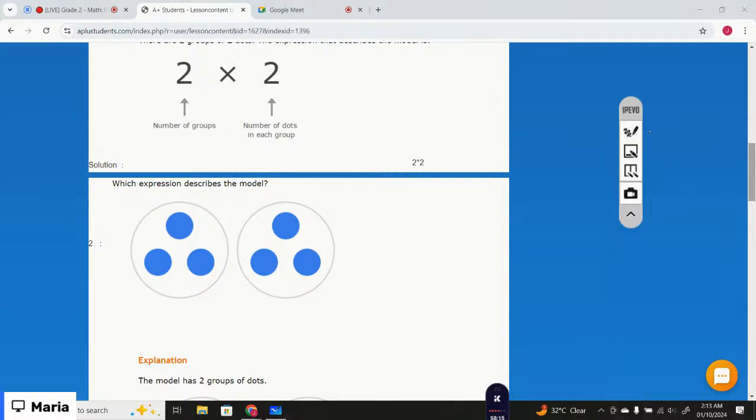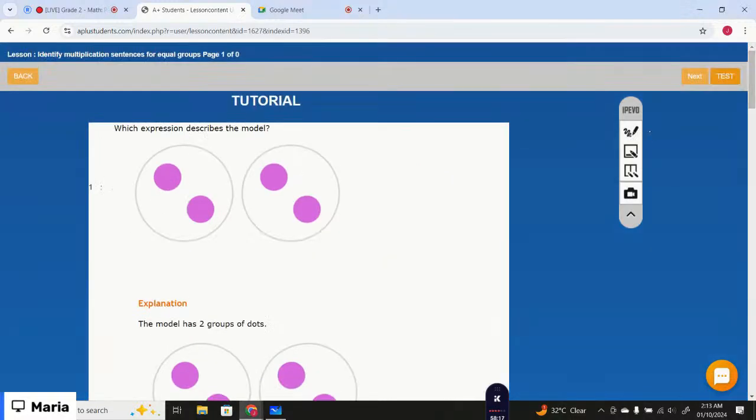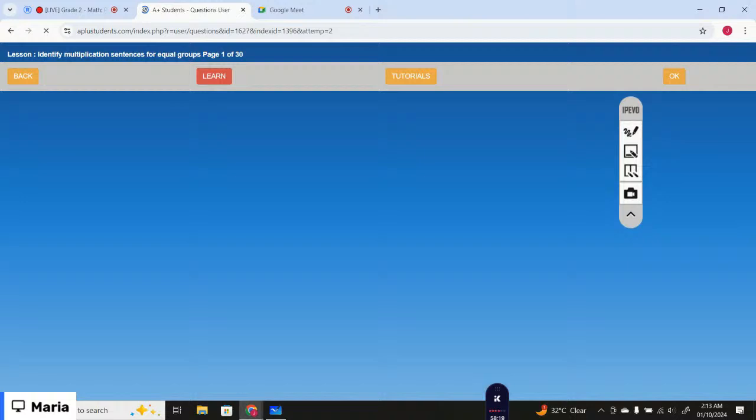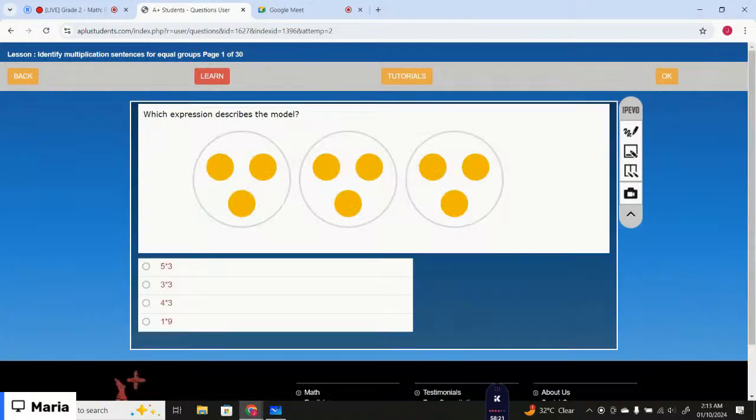Okay, let's just start with the test questions. Which expression describes the model? Which is the correct option?